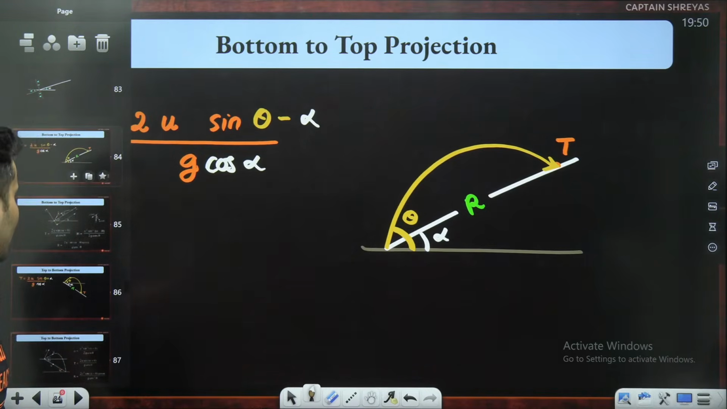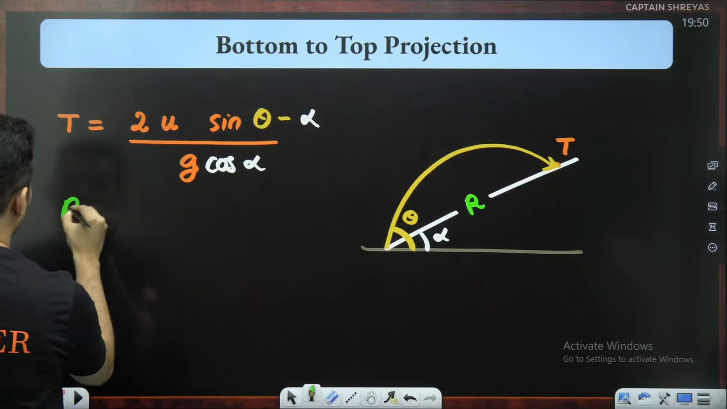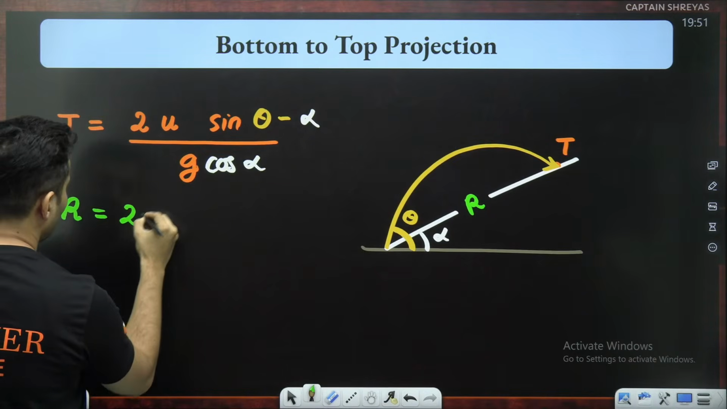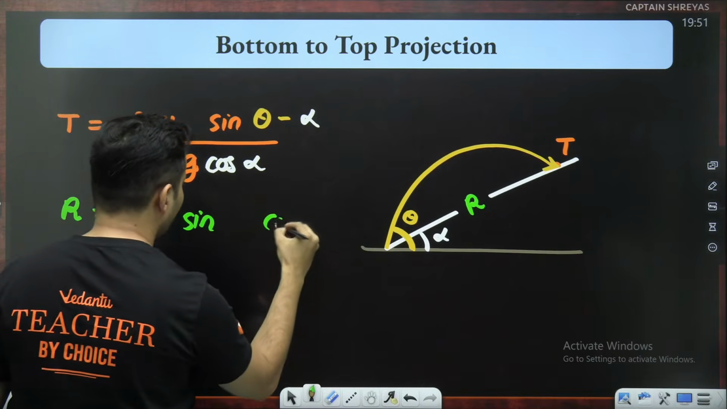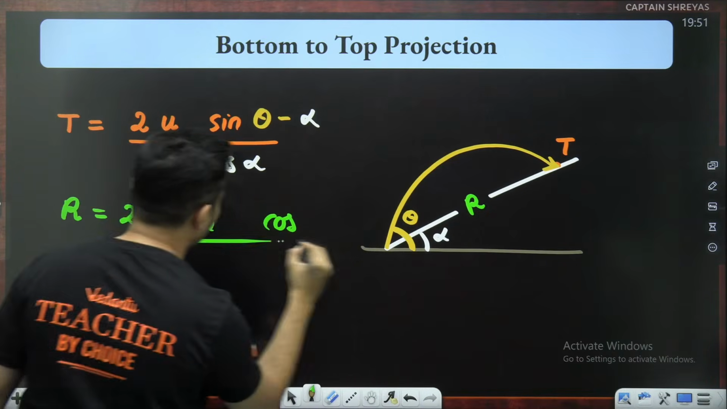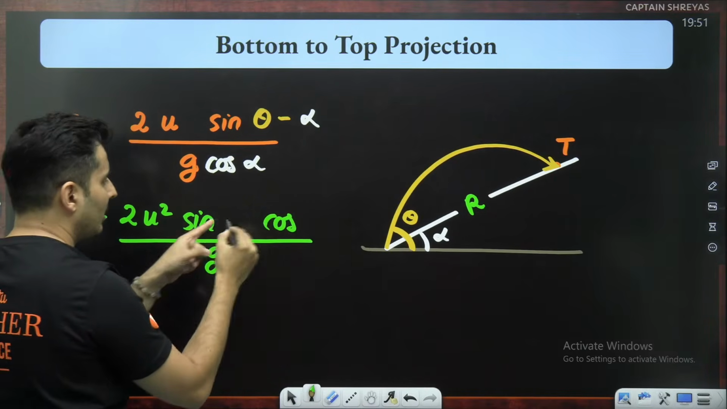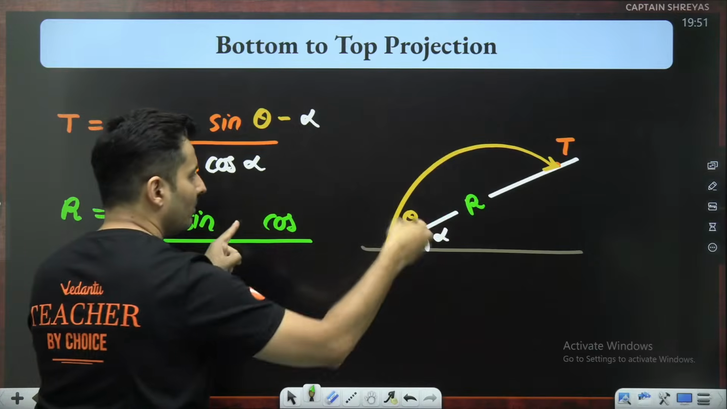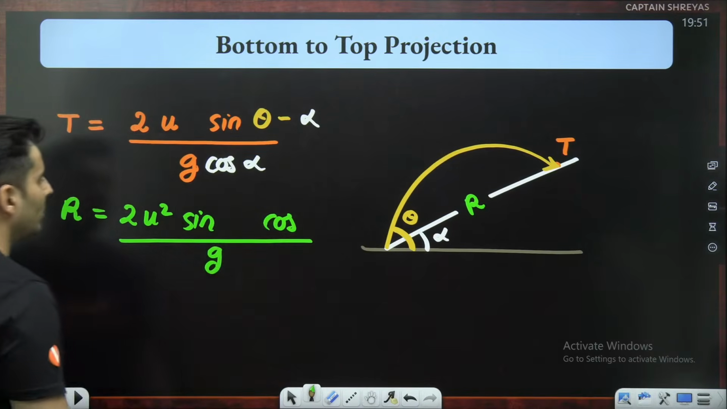Shall we go for the range formula? What is the range? Range usually is 2u square sine theta cos theta, the whole thing divided by g. Sine 2 theta is there, but actually when the formula comes, you will see both the terms will be different for up the plane and down the plane. That's why I'm separating it out. I'm not writing it as sine 2 theta.